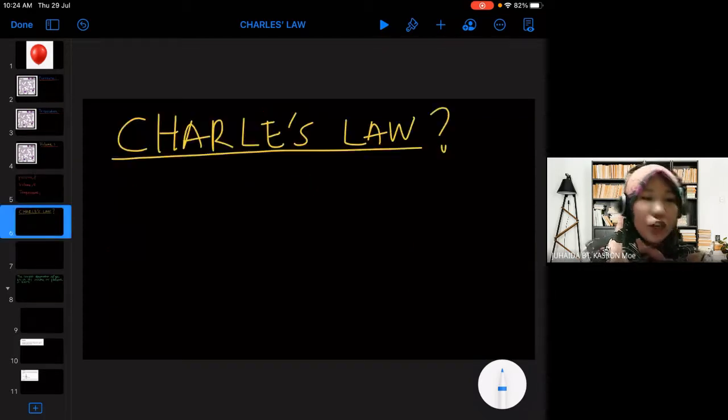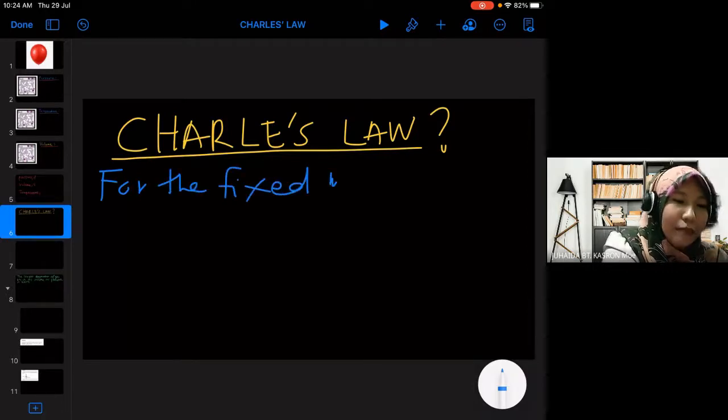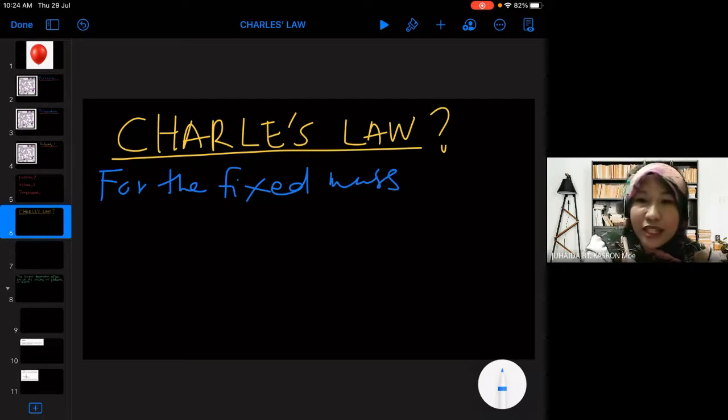Then we can find the relationship between the pressure and the temperature. Now this is Charles law. Charles law investigates the relationship between the volume and the temperature. First of all, you must know the statement. What is Charles law? This is the statement that you have to memorize and understand, so you must write it like this. For the fixed mass of gas, I believe that you all have read it before we started the class, is it?